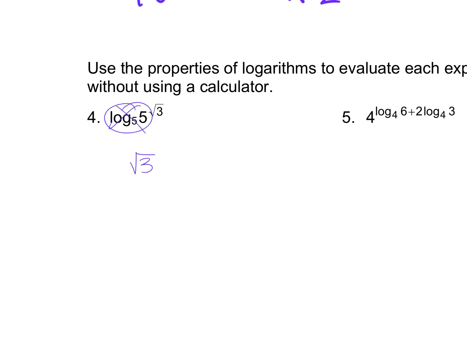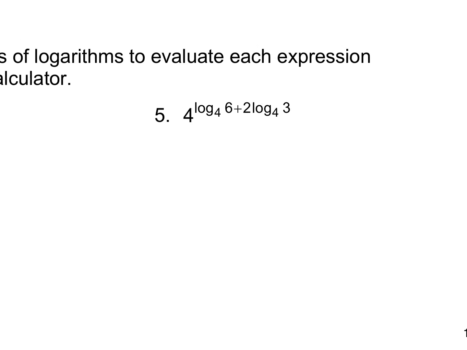Okay, now what you can't do is what you want to do in number 5. How many logs do I have in number 5? 2. You may not start canceling that 4 to the log base 4 until you only have one log in your exponent. Okay, and this is the beginning of solving for us. So what we're going to do in 5 here is just take a look at this part. What I'd like to do is I'd like to take that part and condense it down to one log so that I can cancel.